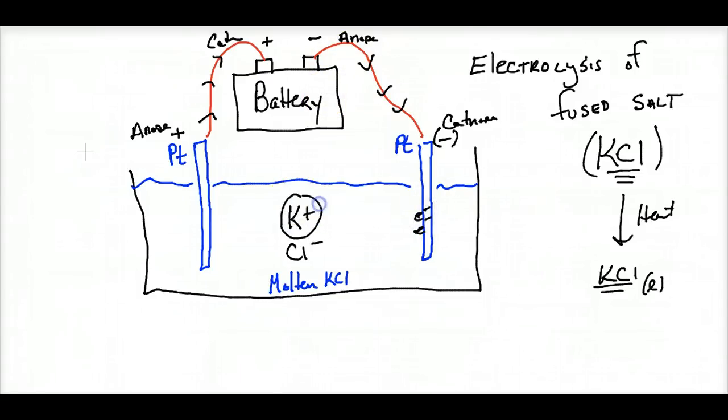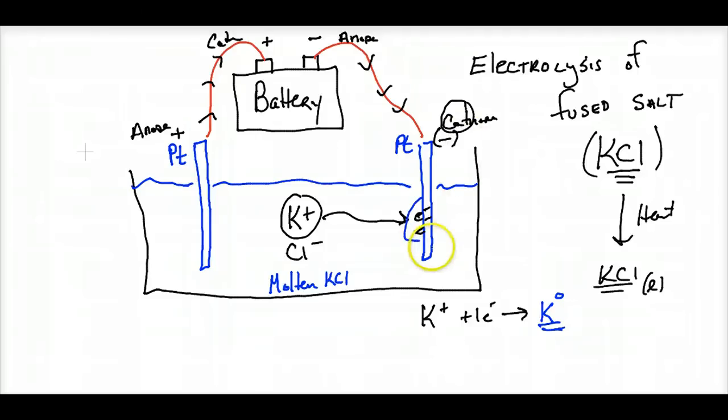The positively charged ion is attracted to it, and K plus gains an electron. It gets reduced (red cat) and becomes K zero. We're purifying a metal here. It plates on the cathode.